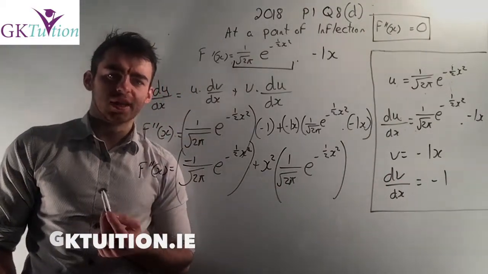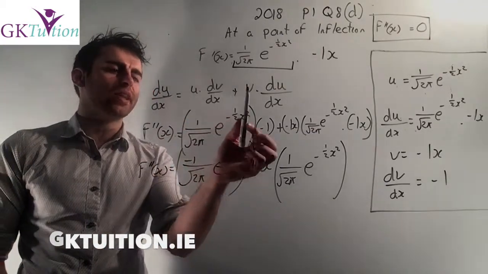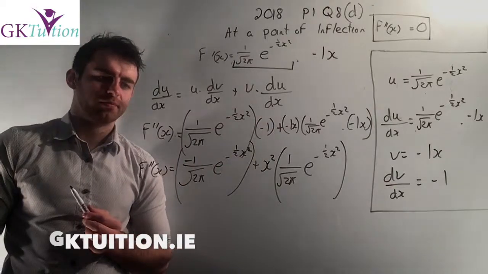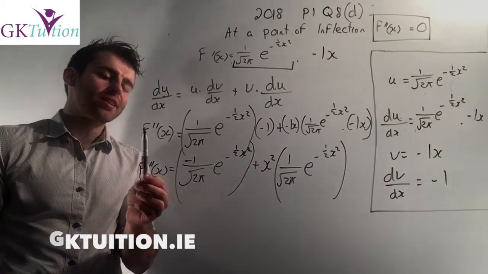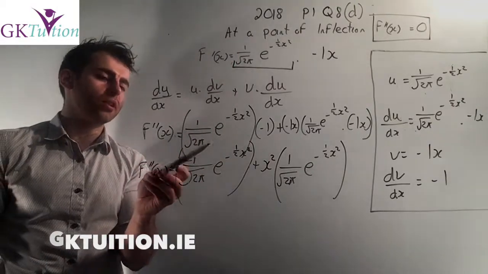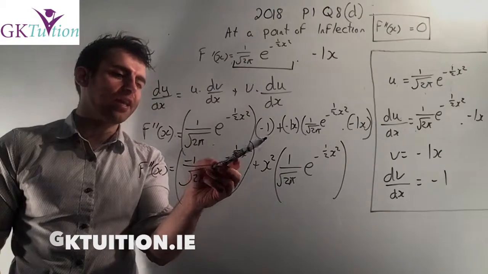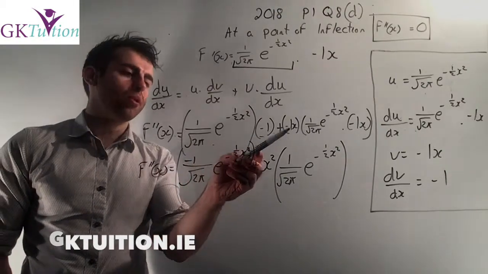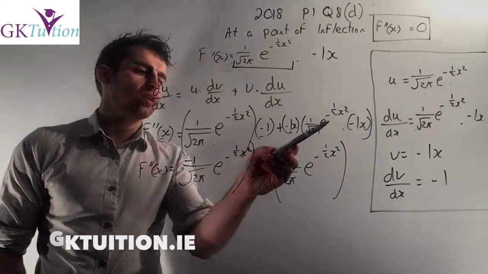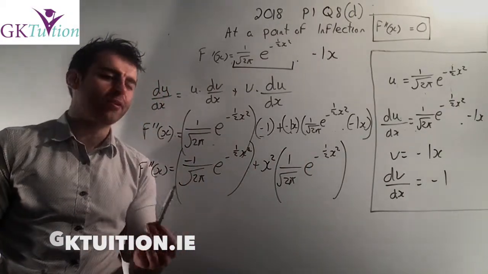Now, according to the log tables, when you're using your product rule, the derivative is equal to u by dv dx plus v by du dx. So that's all I've done here. To get the second derivative, then, the derivative of this, if I'm using the product rule, it's u, which I've plugged in here, times dv dx, which is minus 1, plus v, which is minus 1x, times du dx, which is all of this. And I've just simplified this down a little bit.